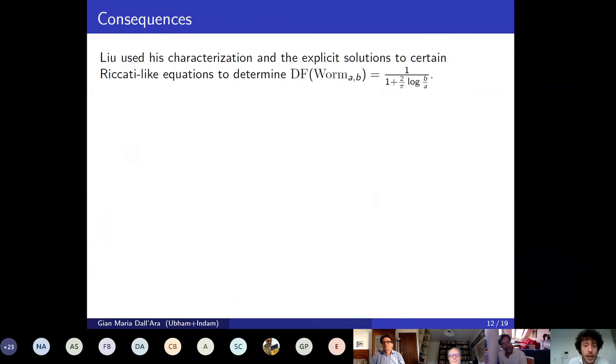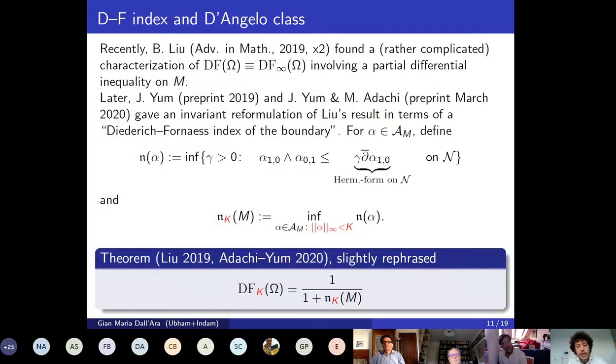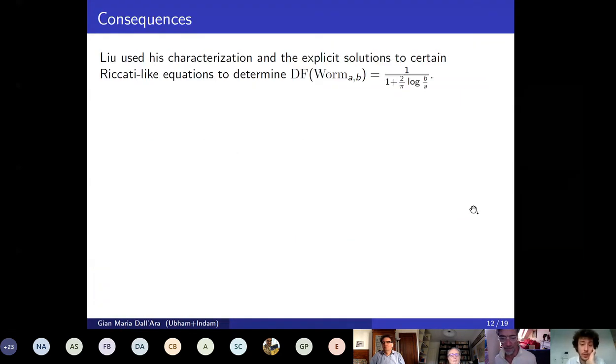Okay. So what are the consequences of this result? As I said, let me go back a second. The Diederich-Fornaess index will be 1, which is an exciting consequence for us, when nk of m is equal to 0. So this is what we're going to look for. Well, first of all, I recall that Liu already used this more complicated non-invariant formulation to determine exactly the Diederich-Fornaess index of worm domains.